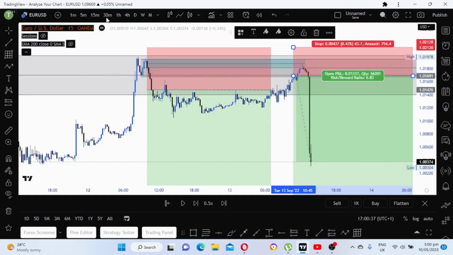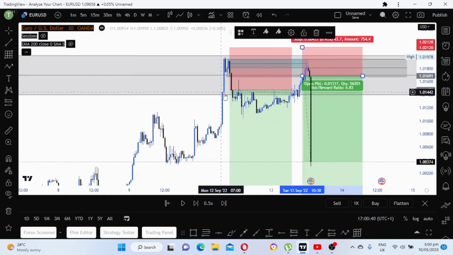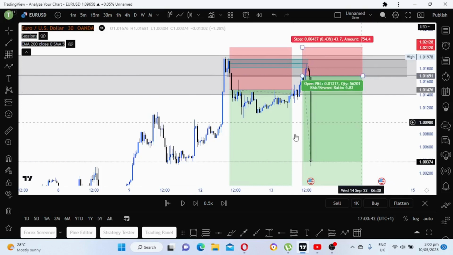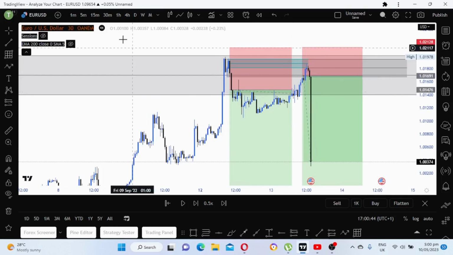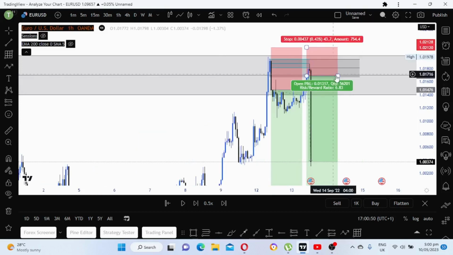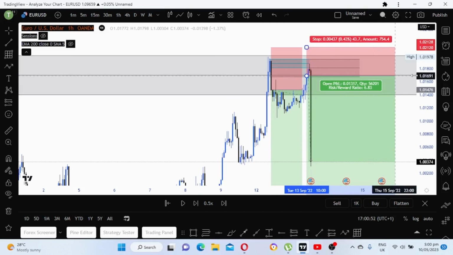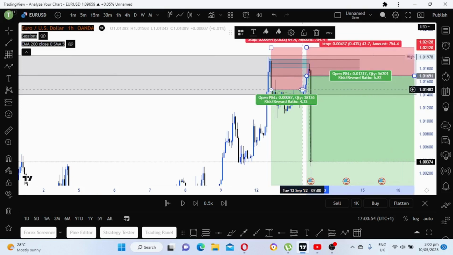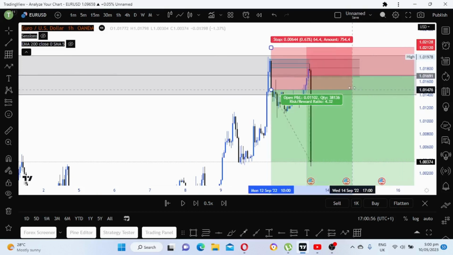So now let's move. As you can see, the price has moved drastically. It aligned with a higher time trend, guys.